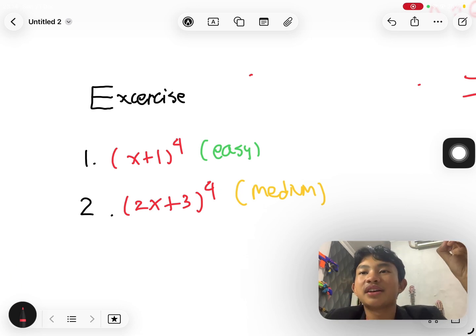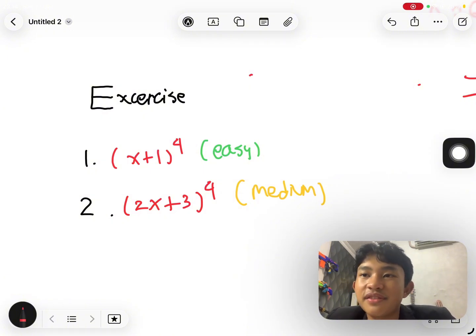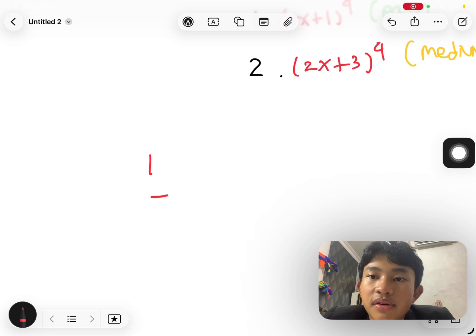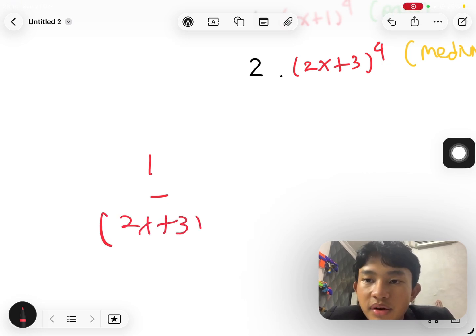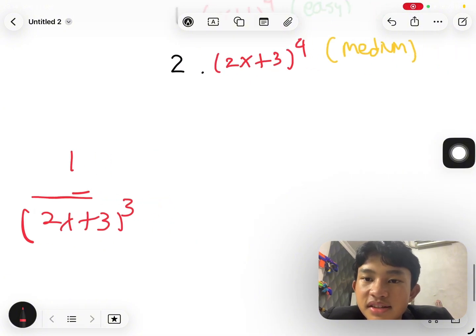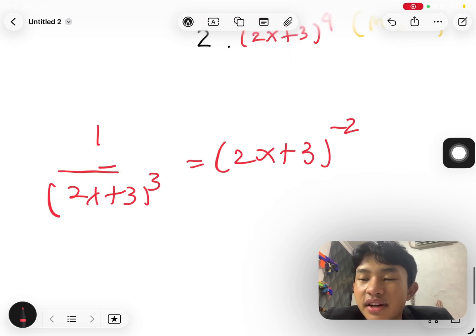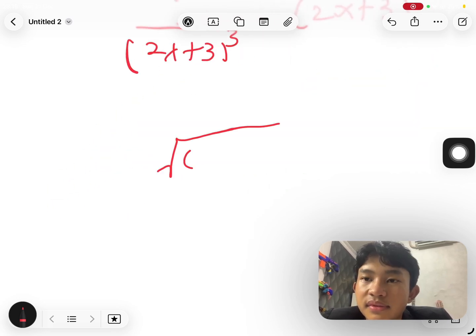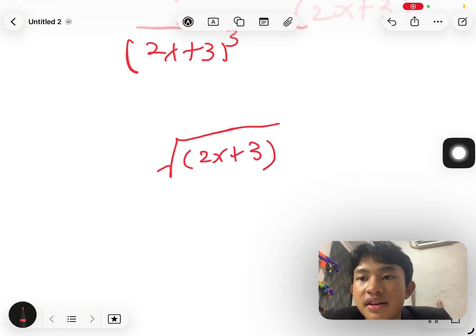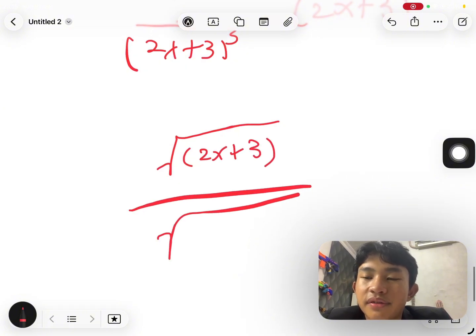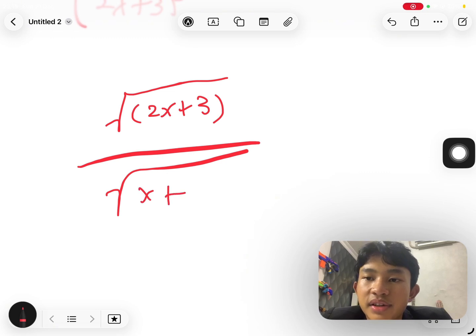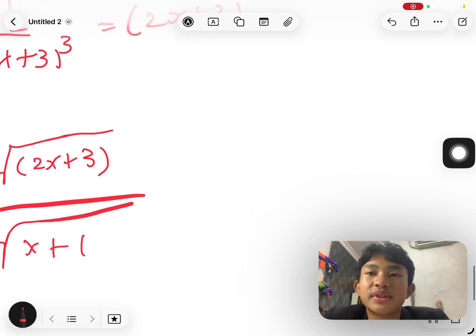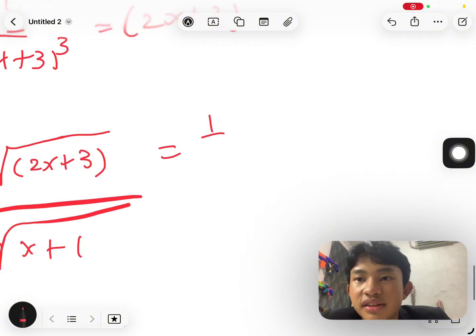On the next video, I'll cover when the exponents are negative, as for example here is 1 over (2x + 3) to the power of 3, which is basically (2x + 3) to the power of negative 3, and even square roots. So maybe (2x + 3) over the root of (x + 1). As we all know, the root is just the exponent of a fraction. So in the next video I'll cover this.